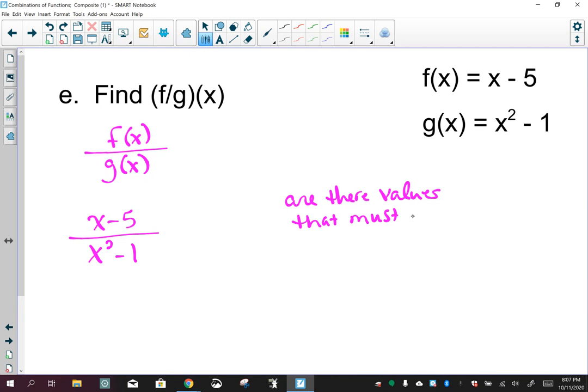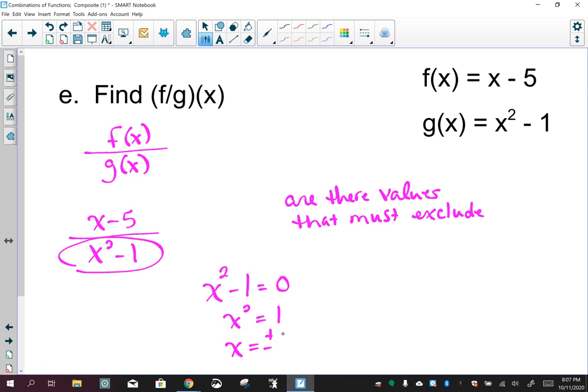Because you have to make sure that you are identifying those values. So if they ask you about the domain, you can tell them, all real numbers except. So if I look at here, I have this at the bottom. I don't have a square root on top, so I don't have to do that extra step. But here on the bottom, I have x squared minus 1. Set that equal to 0. So that gives me x squared is equal to 1. So my x is equal to plus or minus 1.